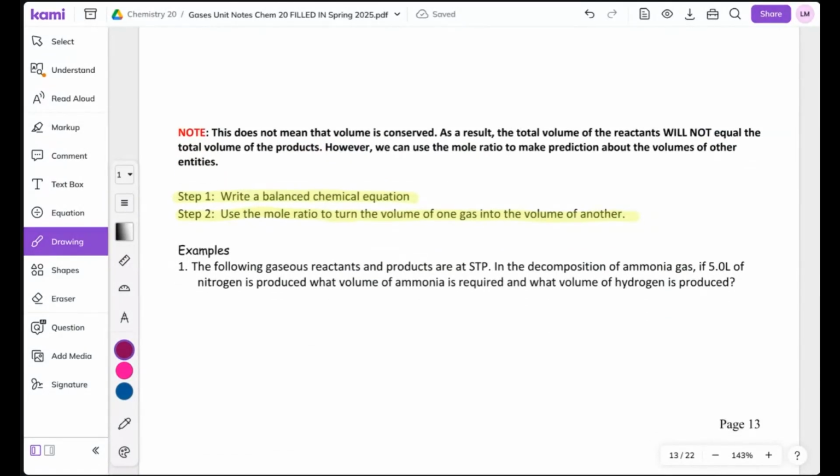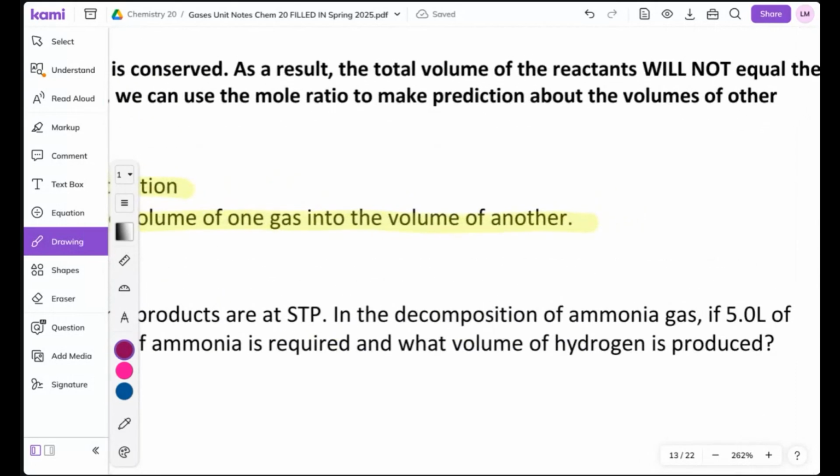All right, so in the decomposition of ammonia gas, if 5 liters of nitrogen is produced, what volume of ammonia is required and what volume of hydrogen is produced? All right, so there's a couple of clues in these couple of sentences as to how to write the balanced chemical equation. Okay, so notice here that we've got the decomposition of ammonia gas.